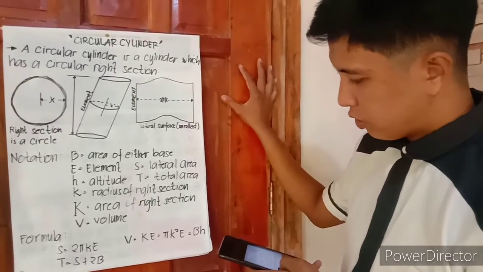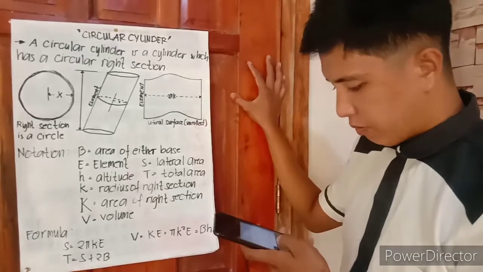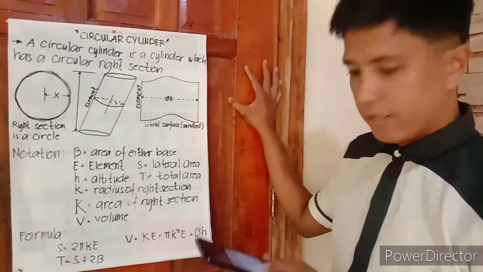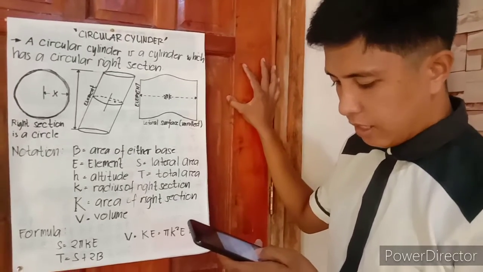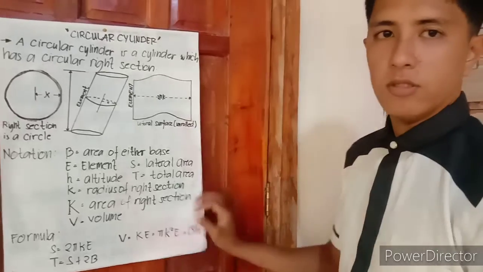So the volume is equal to K E, equal to pi R squared E, equal to base times height. This is the volume of a circular cylinder, equal to the product of either a right section and an element, or the base and the altitude.